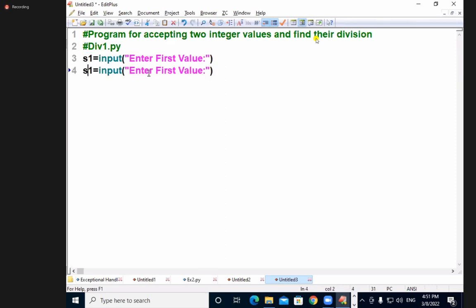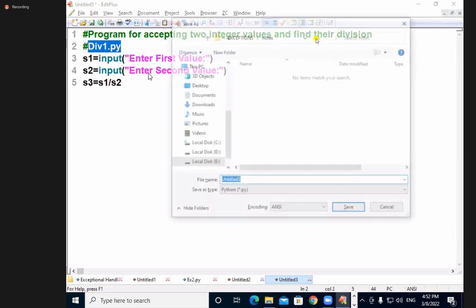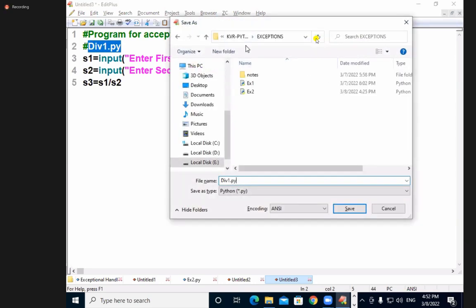Now S2 is input of 'enter second value'. Okay, two values are there. Can I do S3 is equal to S1 by S2? No, you cannot. Is it a wrong operation, wrong arguments, or correct arguments? Wrong arguments. Try to run this code once and see what I am going to get. Save this code.